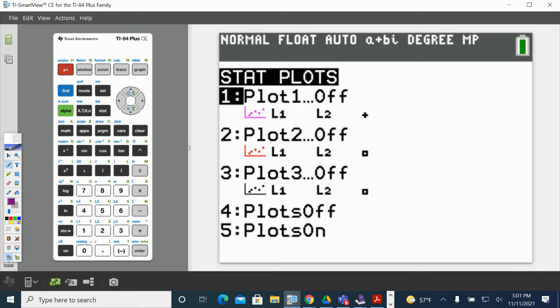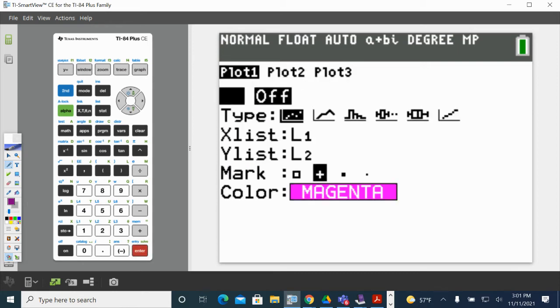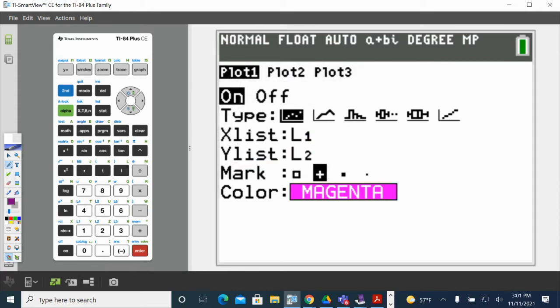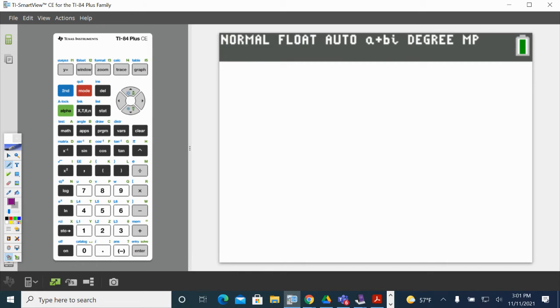So I'm going to turn on plot number 1. So second y equal, enter. I'm going to turn this one on. The type is this very first one because this is a scatter plot. The x's are in L1. The y's are going to end up in L2. And I'm going to have marks on my graph with a little plus, and they're going to be magenta color. So second y equal, enter, and you can turn on your stat plots. Okay? Now, let's go back to the notes.